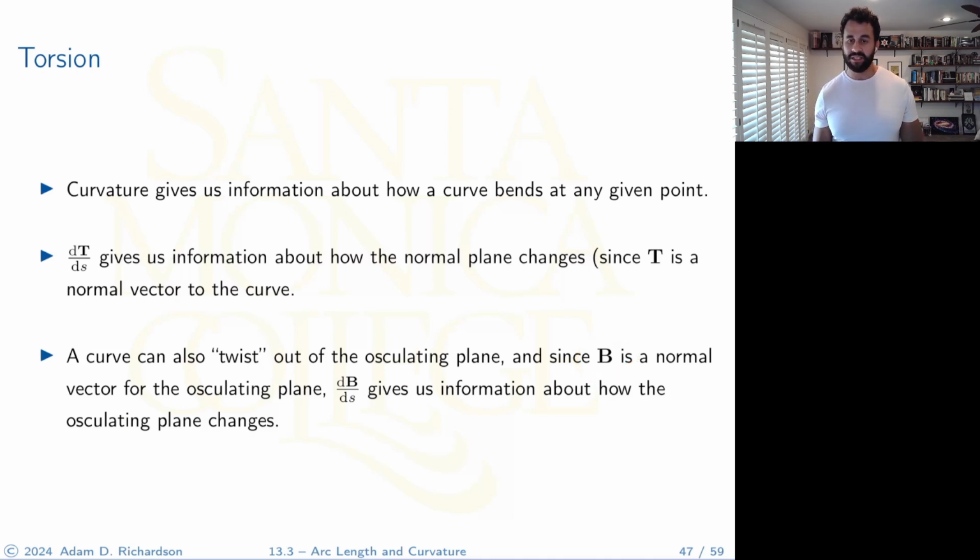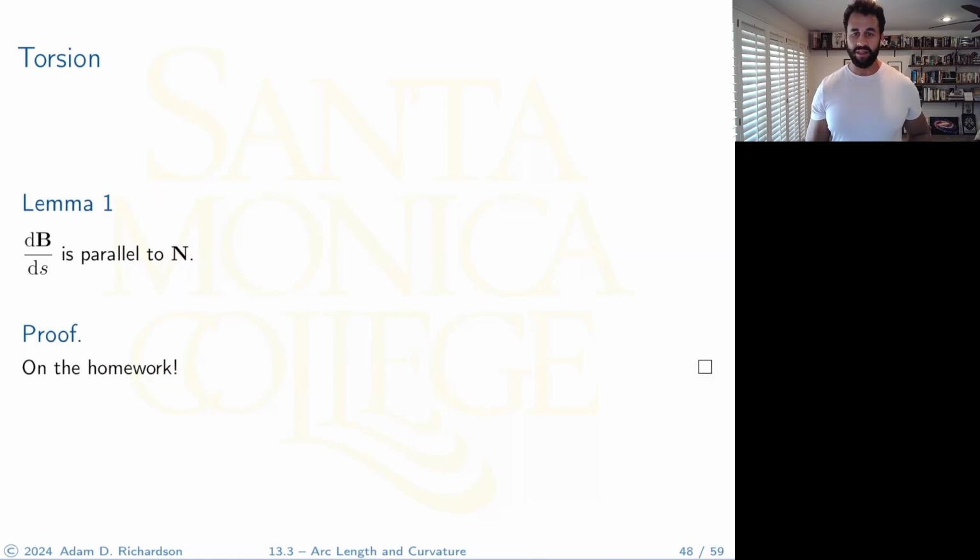Now, remember that B is a normal vector for the osculating plane, right? Here's B. So that means that dB/ds is going to give us information about how the osculating plane changes, right? So what is the change of this vector with respect to arc length? Like so, just like that. Okay, so to do this, we're going to need a lemma, and this first lemma is actually one that is in that picture I'm going to show again. First, dB/ds is parallel to n. It's parallel to the unit normal vector.